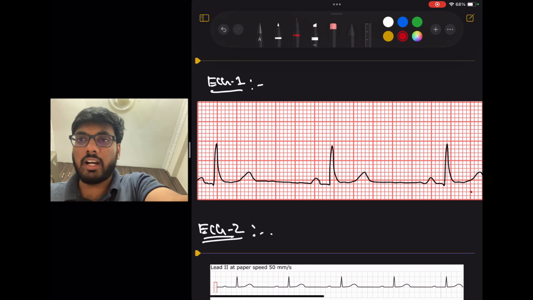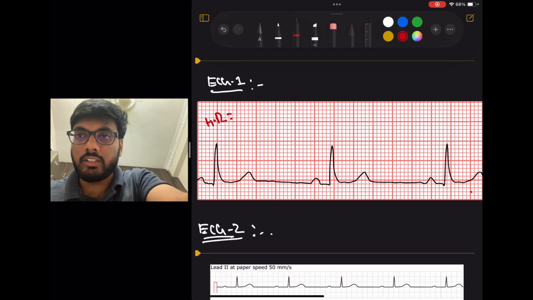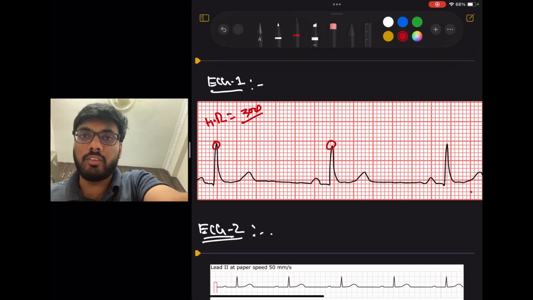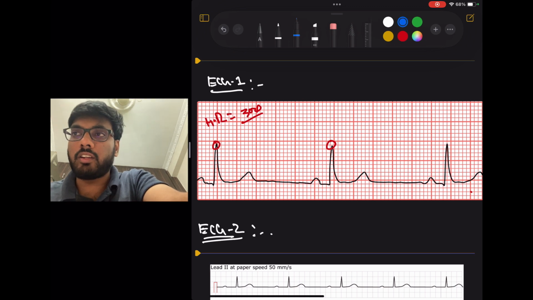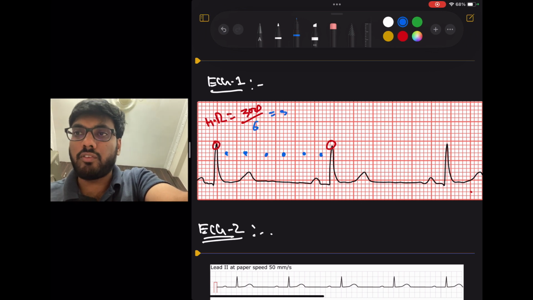Okay, here look at the heart rate first. How do you calculate the heart rate? It is 300 divided by the number of large boxes between the RR interval. This is one R wave, this is another R wave. In between them, we have the RR interval. Calculate the number of large boxes between them. 1, 2, 3, 4, 5, 6. Therefore, 300 divided by 6, that means 50 beats per minute. Therefore, it is a case of bradycardia.